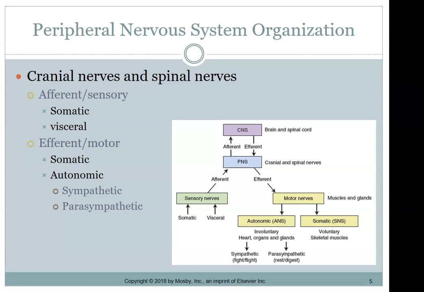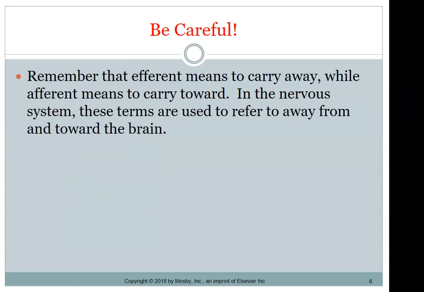The somatic nerves collect information from and return instructions to the skin, muscles, and joints. The autonomic nerves are mostly involuntary and collect information from the internal environment in the body. The information is sent to the CNS, where in return, motor impulses are sent to the involuntary muscles in the heart, glands, and organs. Remember that efferent means to carry away, while afferent means to carry toward. In the nervous system, these terms are used to refer to away from and toward the brain.